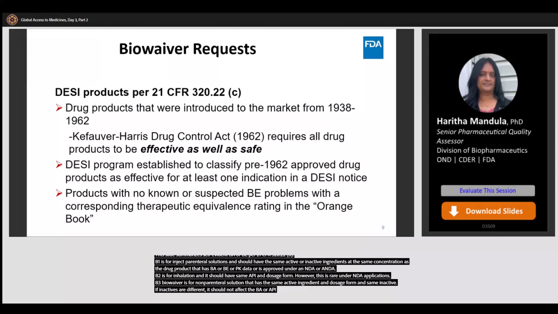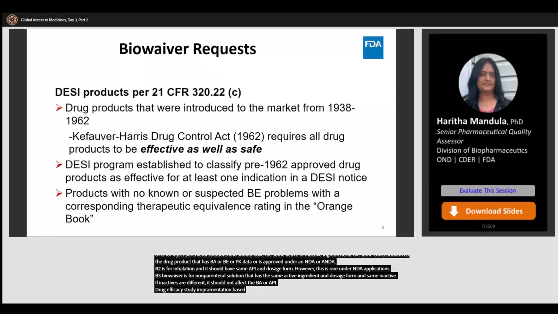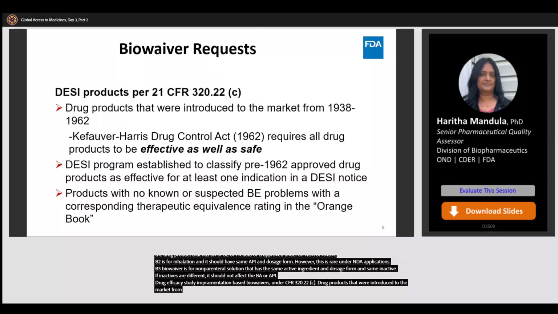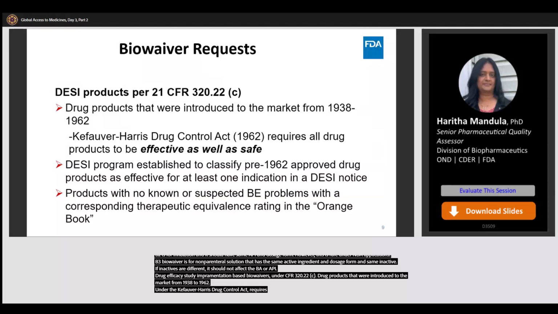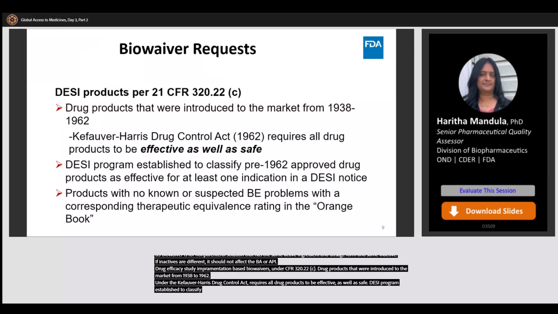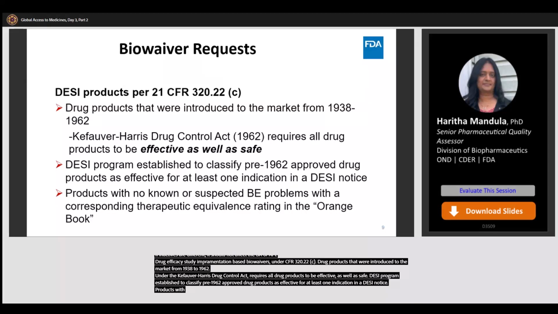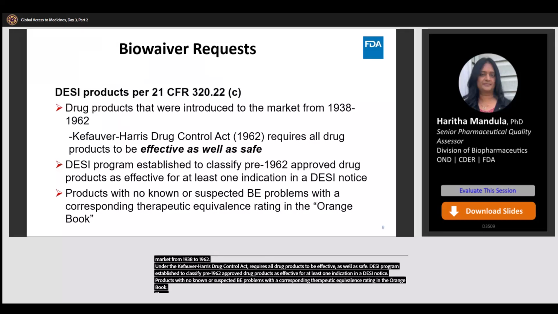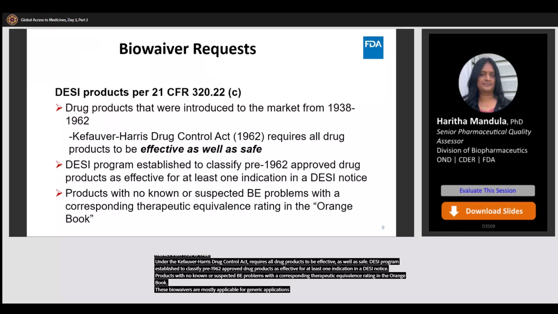Drug efficacy study implementation based biowaivers under 21 CFR 320.22(c). These are drug products that were introduced to the market from 1938 to 1962. The Kefauver-Harris Drug Control Act requires all drug products to be effective as well as safe. The DESI program was established to classify pre-1962 approved drug products as effective for at least one indication in a DESI notice. Products with no known or suspected BE problems have a corresponding therapeutic equivalence rating in the Orange Book. These biowaivers are mostly applicable for generic applications. One of the requirements is dissolution profile similarity to the reference product.